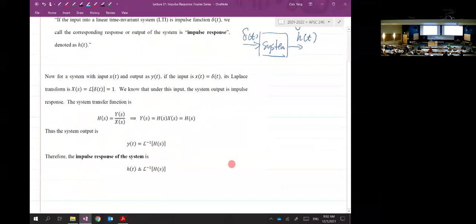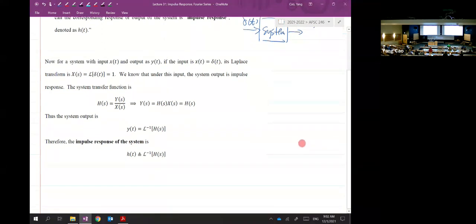We have already confirmed that experimentally you cannot obtain the impulse response because you cannot generate an ideal impulse signal. Now that we have learned the Laplace transform, we have an analytical way to derive the impulse response. It's a very simple proof. If you recall, this is the transfer function H of s. X of s is the Laplace transform of the input, Y of s is the Laplace transform of the output. If the input is the impulse signal, then its Laplace transform is just 1. Then the output is equivalent to the transfer function H of s.